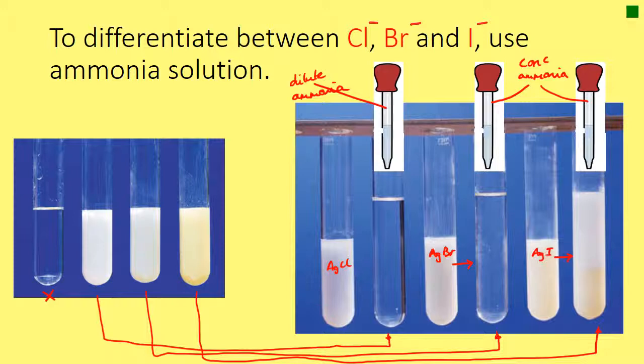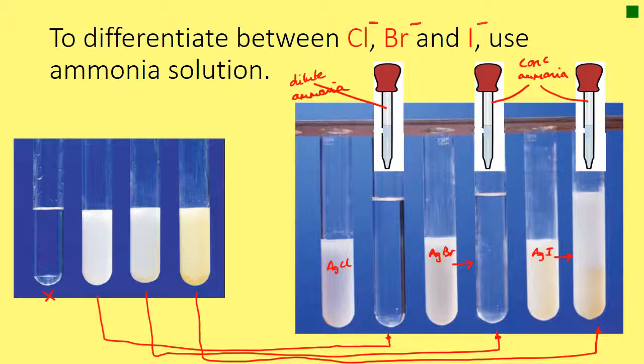Okay, so now we've got fluoride sorted out, and now we've got chloride sorted out, but we're still not quite clear about the bromide and the iodide. So what we do is we take the bromide and the iodide and we add concentrated ammonia. We add concentrated ammonia to this, the silver bromide precipitate, and this, the silver iodide precipitate.